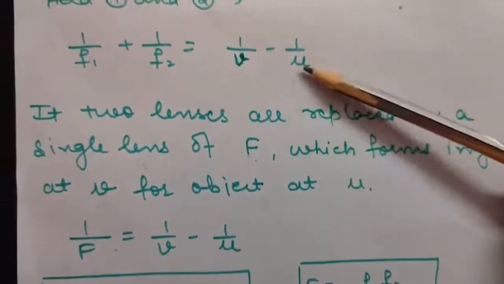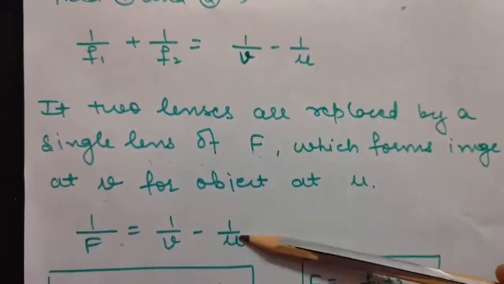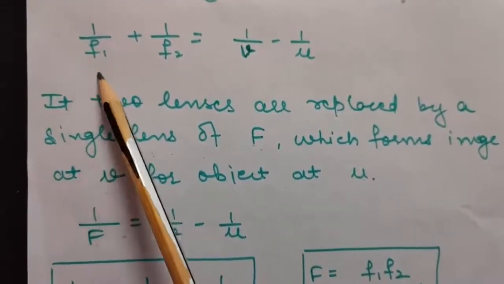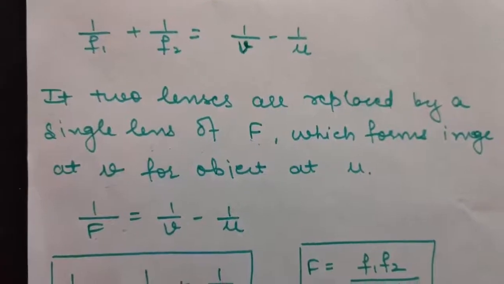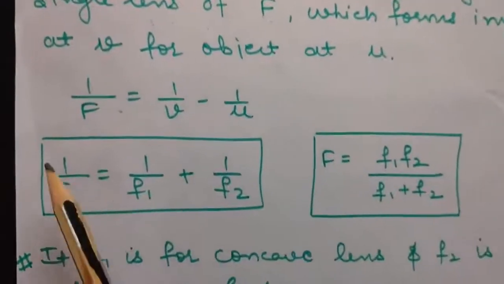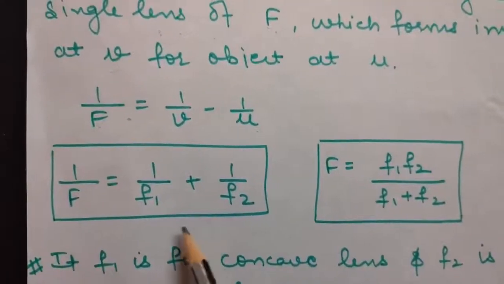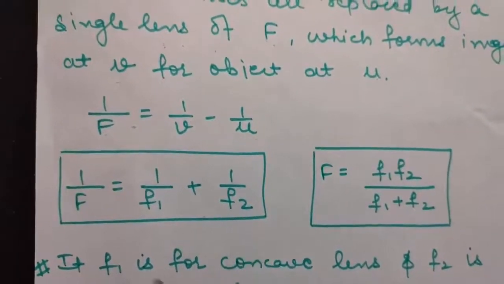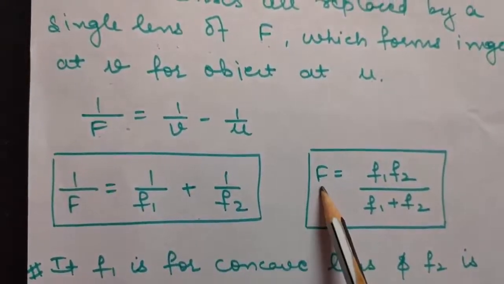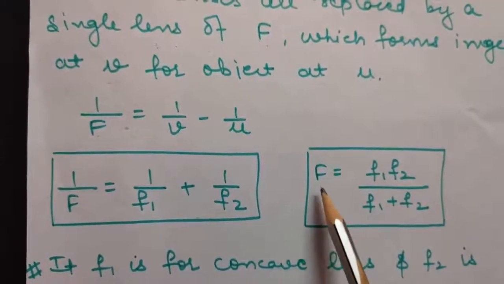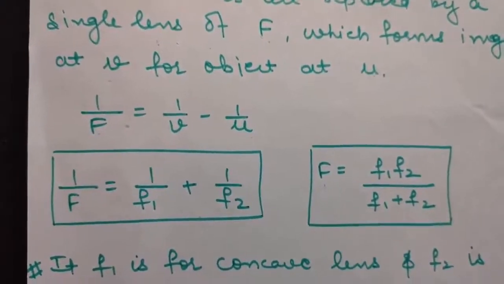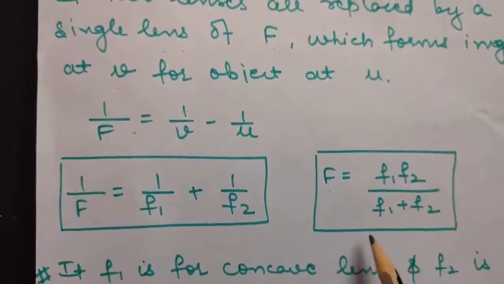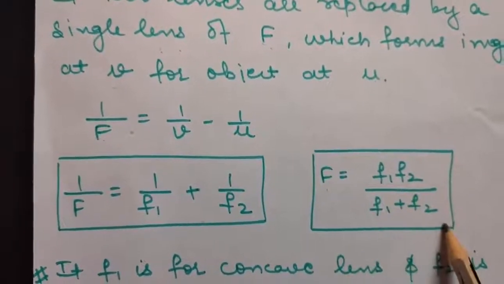Now if you compare these two equations, you can say 1 upon capital F will be equal to 1 upon F1 plus 1 upon F2, right? So 1 upon F is equal to 1 upon F1 plus 1 upon F2, or you can say the focal length of the single lens which will give the same effect as those two lenses, that is L1 and L2, will be F1 F2 upon F1 plus F2.